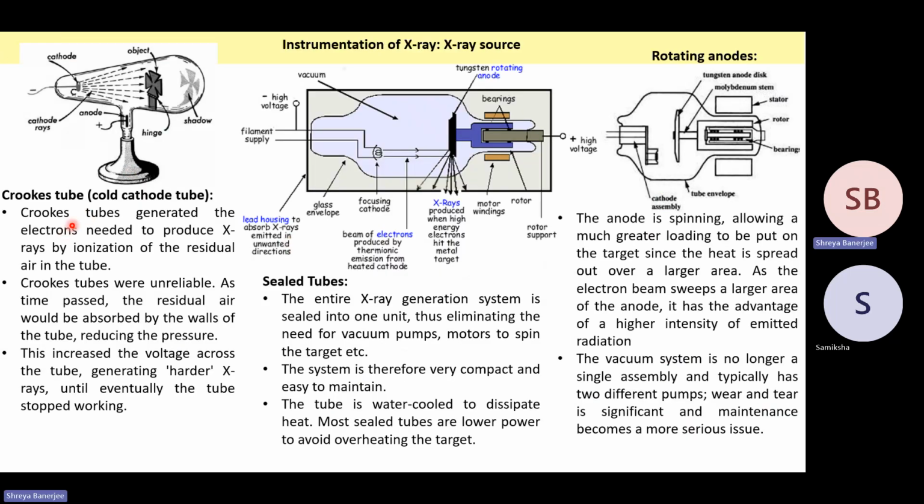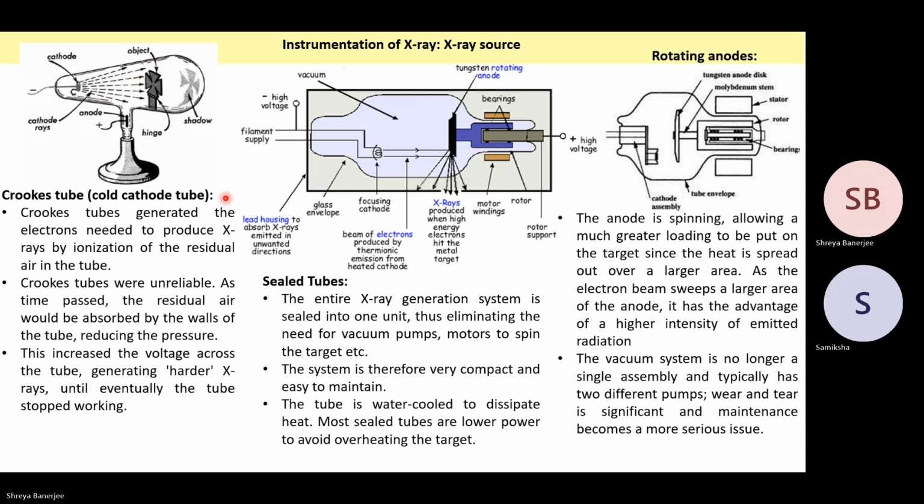Then there is an instrumentation portion. These are basically for you to remember. There is not much to understand in these instrumentation portions, so I will just go through it. So the X-ray source, you can have a Crookes tube, but the basic concept of all the three are the same. You have a cathode which is being heated to produce electrons, and these electrons are hitting the anode and producing the X-ray.